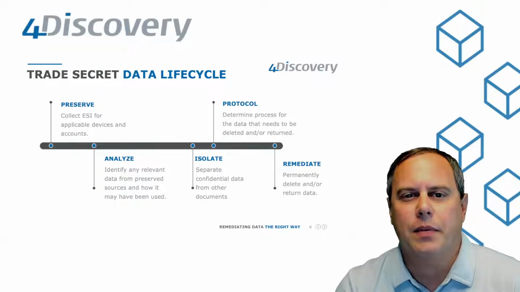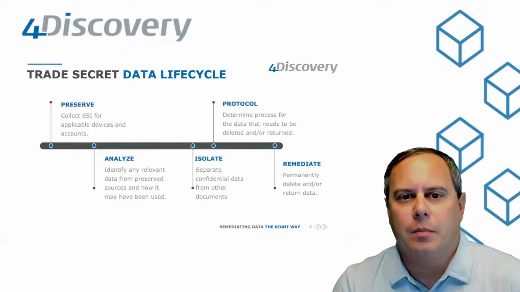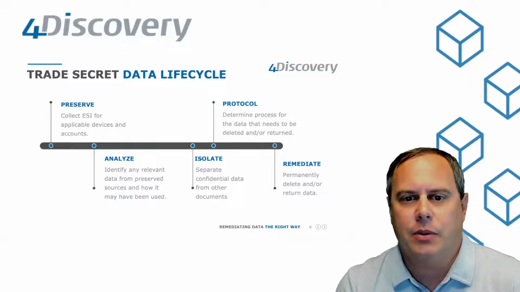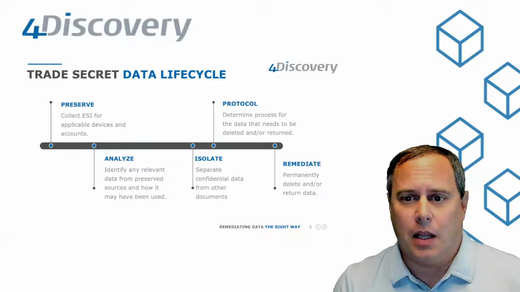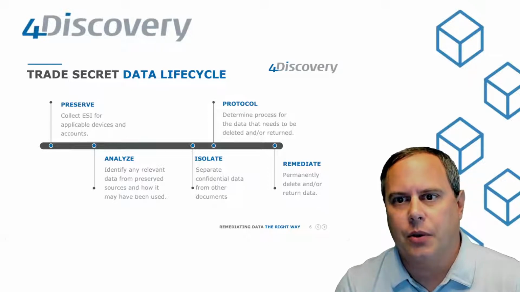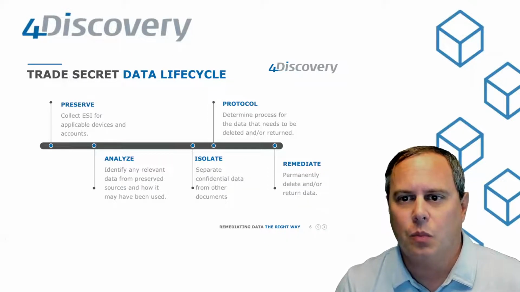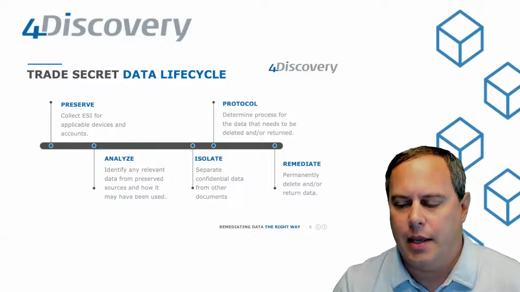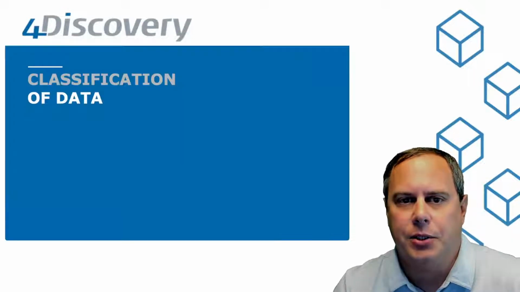So there's a little bit of a data life cycle: preserving this information from all the different devices and accounts, then figuring out if any relevant data exists on them and how it may have been used, isolating that confidential information from personal documents or other files, working through a protocol to determine what needs to be deleted, remediated, or returned, and then actually going through and doing the remediation.